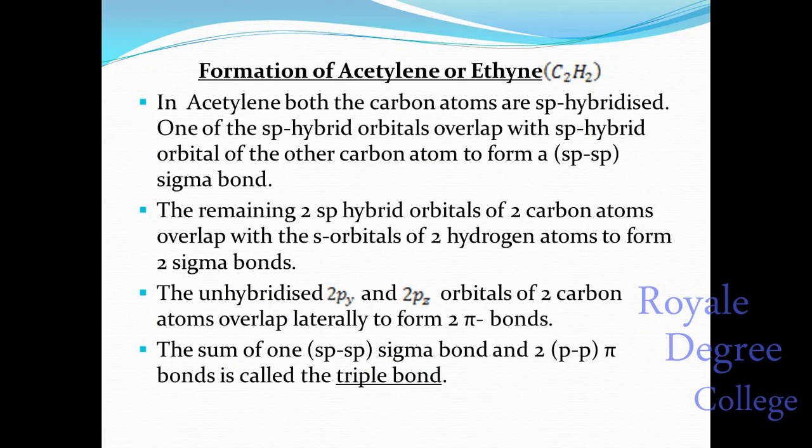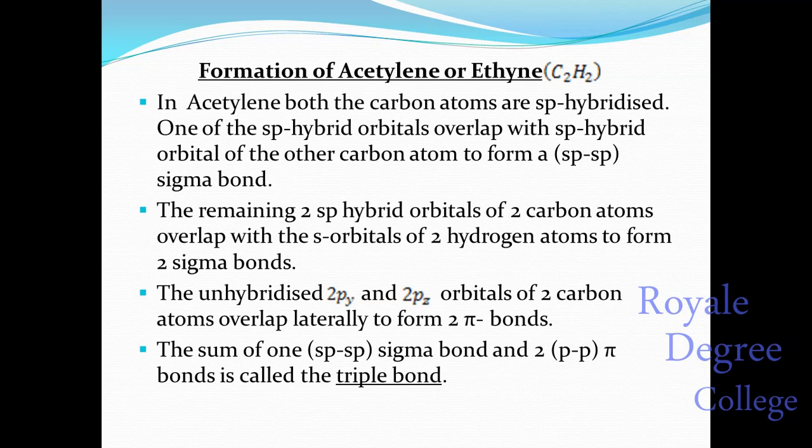Now we'll see about the formation of acetylene or ethyne. In acetylene, both the carbon atoms are sp hybridized. One of the sp hybrid orbitals overlaps with the sp hybrid orbital of the other carbon atom to form an sp-sp single bond, a sigma bond. The remaining two sp hybrid orbitals of the 2 carbon atoms overlap with the s orbital of 2 hydrogen atoms to form 2 sigma bonds.